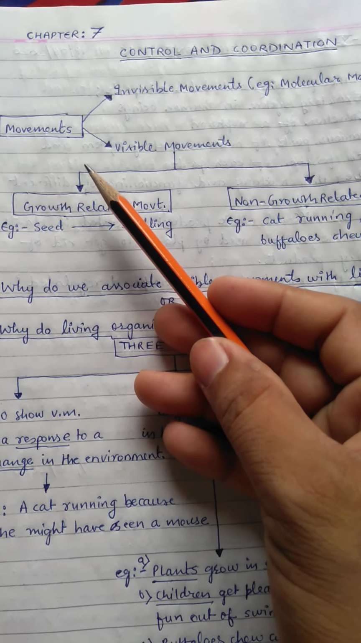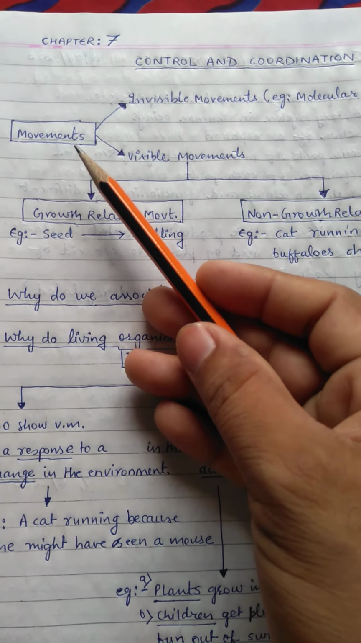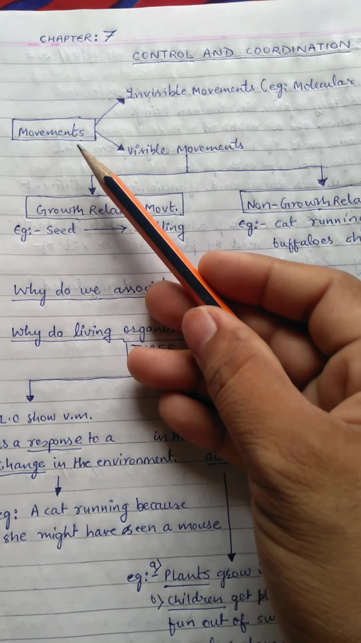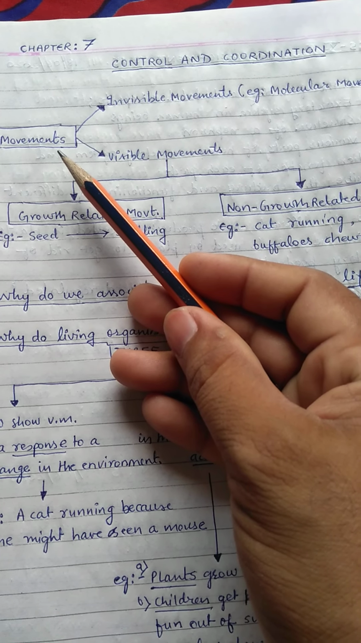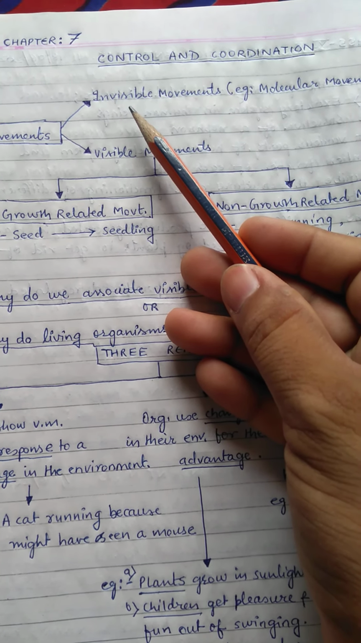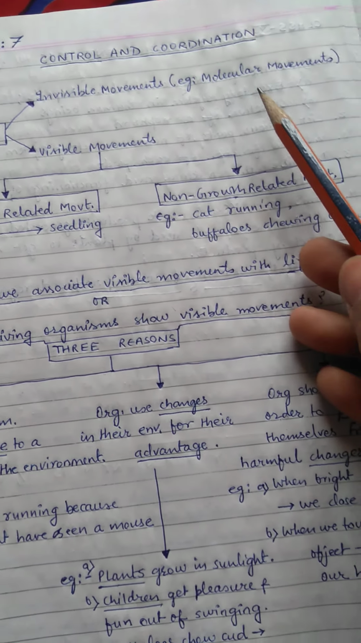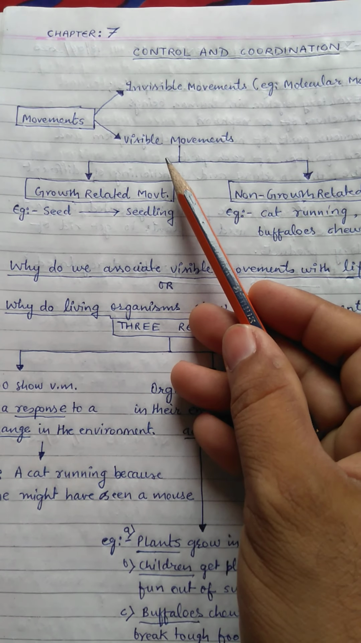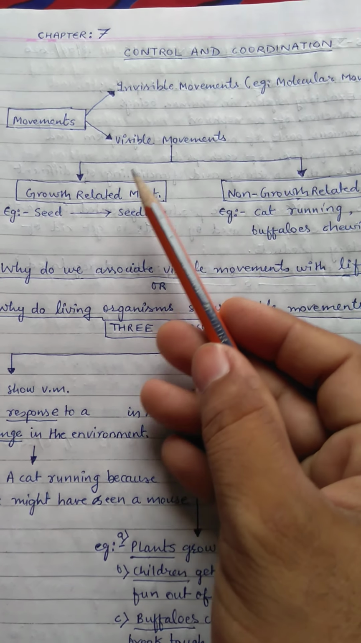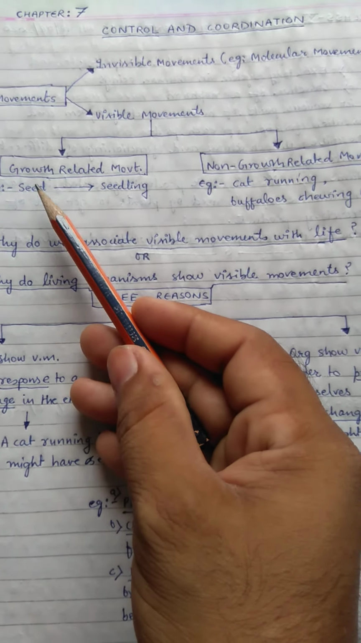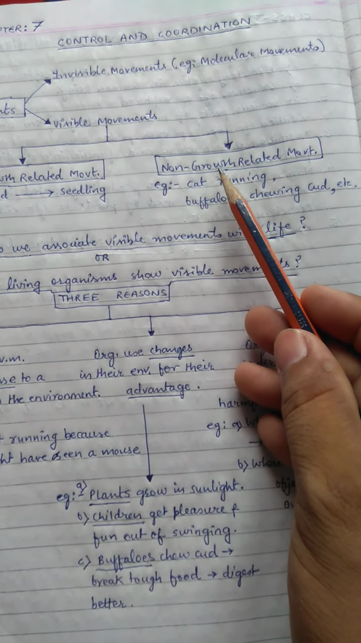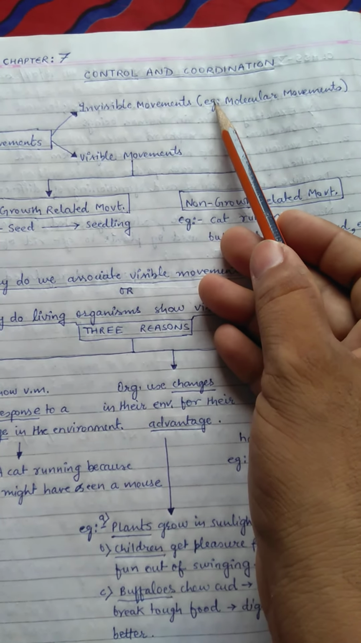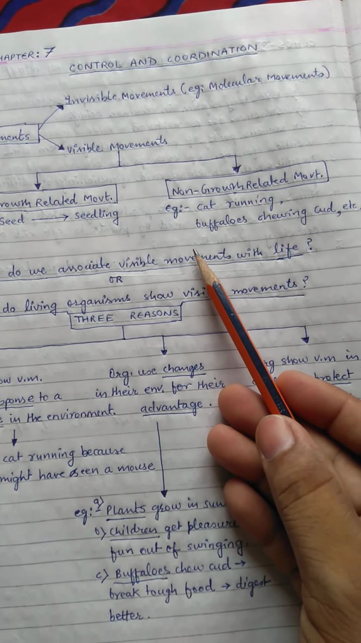In the last chapter of life processes, you have studied about movements. In that chapter, we have already studied that movements are of two types: invisible movements, for example, molecular movements, and visible movements. We also studied that visible movements are further of two types: growth related movements and non-growth related movements. So in this chapter, control and coordination, we are going to study the first three paragraphs.